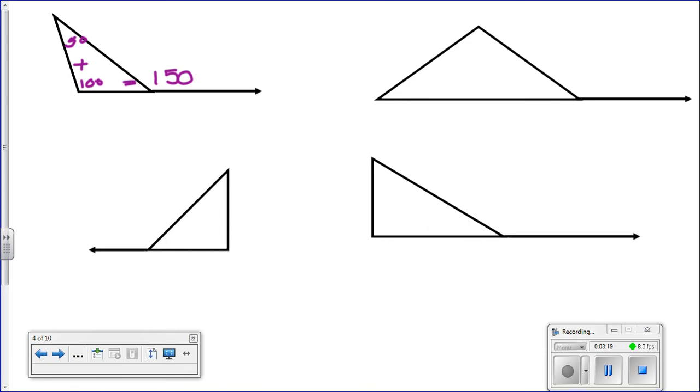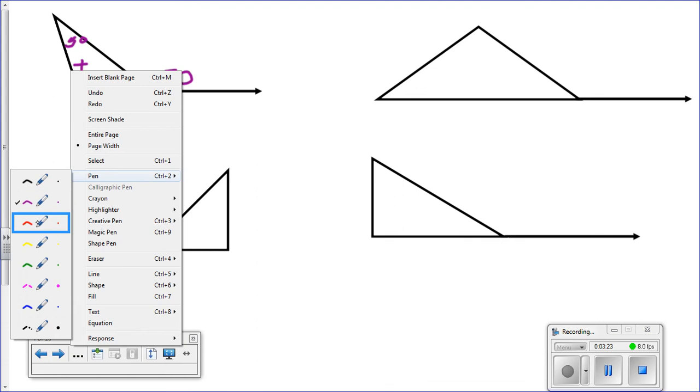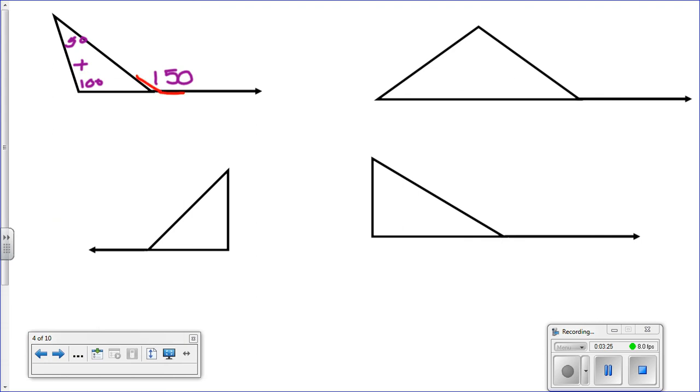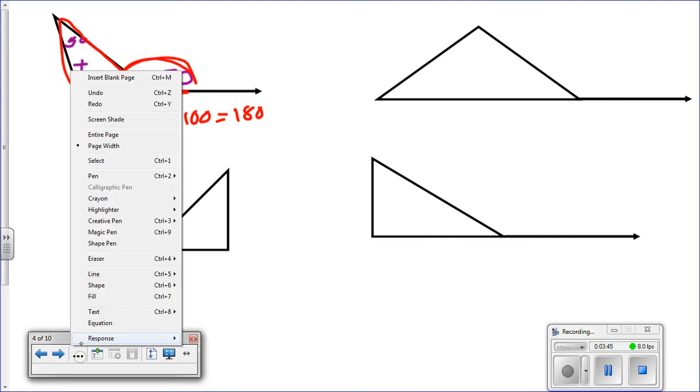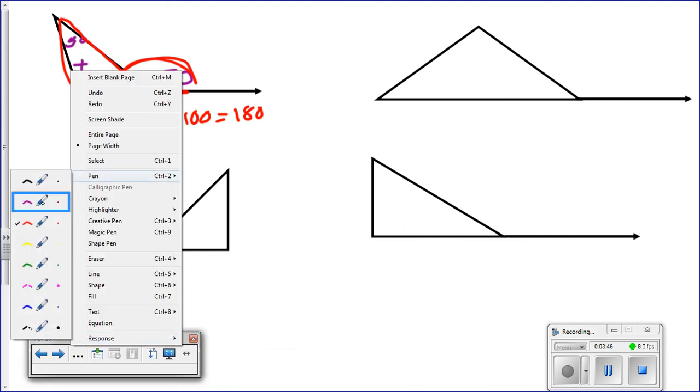Okay, and I can prove that to you because essentially if you know that this one right here is 150, then this one has to be 30 because together these two add up to 180. Well, if you add 50 plus 30 plus 100 inside the triangle here, you add all three of those, I get 180. If you add these two right here, I also get 180. So we'll try it again.